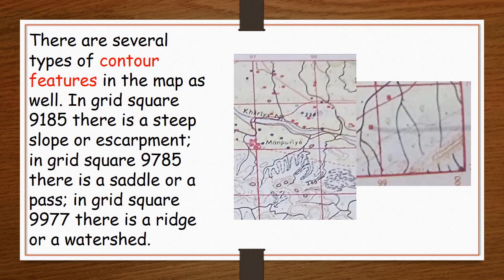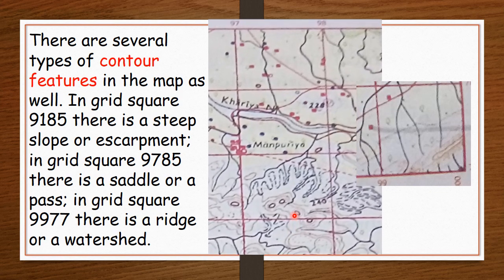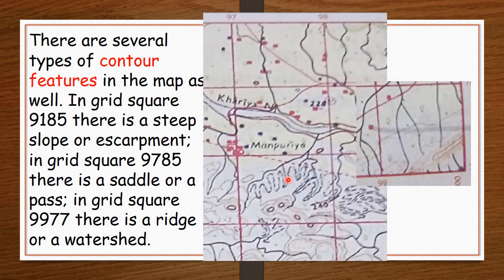There are several types of contour features in the map as well. In grid square 9185, we can find a steep slope or escarpment. And in 9785, there is a saddle, if you see. In grid square 9977, there is a ridge or a watershed.